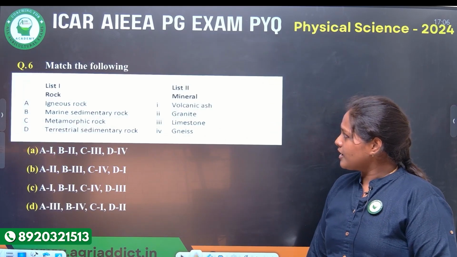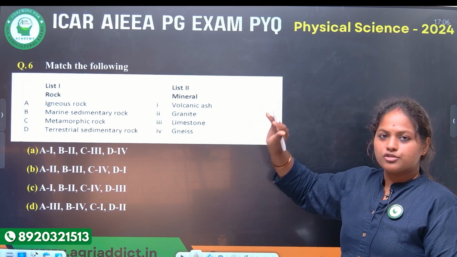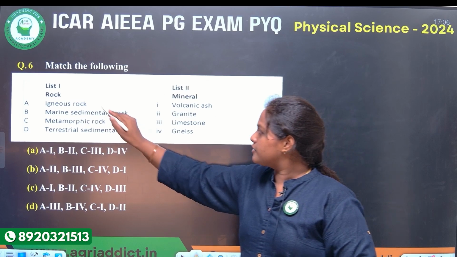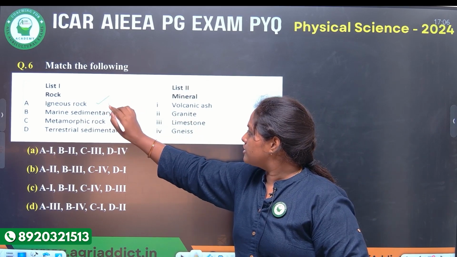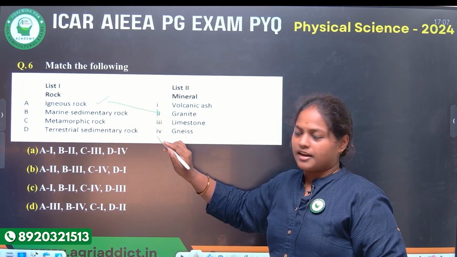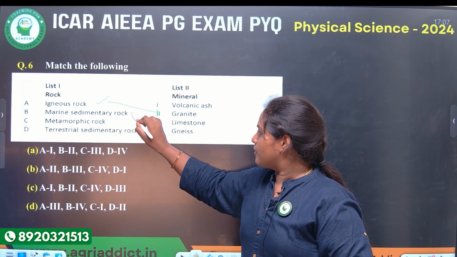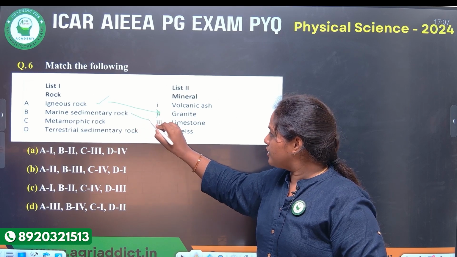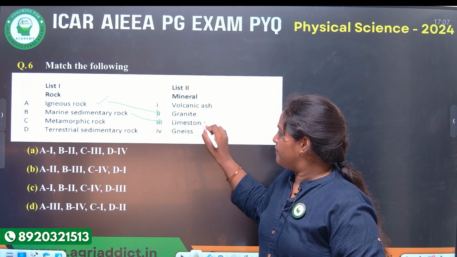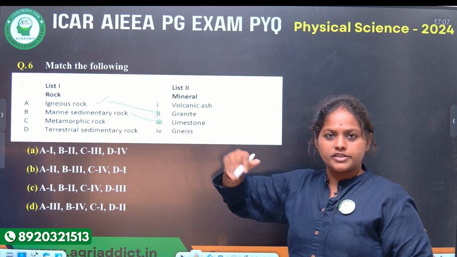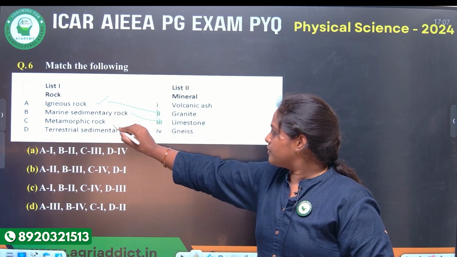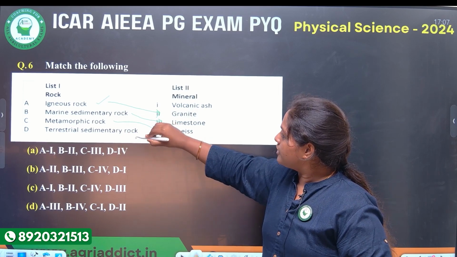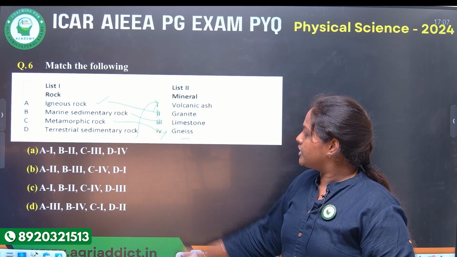Sixth question. Here they have given the rock source and the name of the mineral that is formed from the particular rock. Igneous rock. Just match with me. Igneous rock, granite. Then marine sedimentary rock. The rock which is found in the marine areas and is also a sedimentary rock, that is limestone. Then metamorphic rock which is subjected to high pressure and temperature, that is obviously gneiss. Then terrestrial sedimentary rock, it is volcanic ash. So what is the set here?